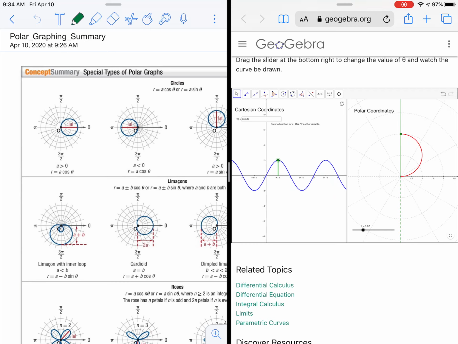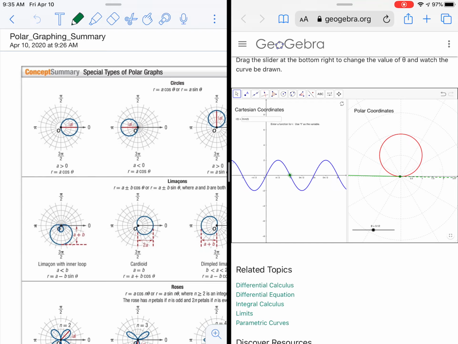Now, from pi over 2 to pi, we still have a positive R value as the angle is increasing and we are entering quadrant 2, but notice the R value decreases in the same way that it grew from 0 to pi over 2. It's now decreasing in a similar fashion.